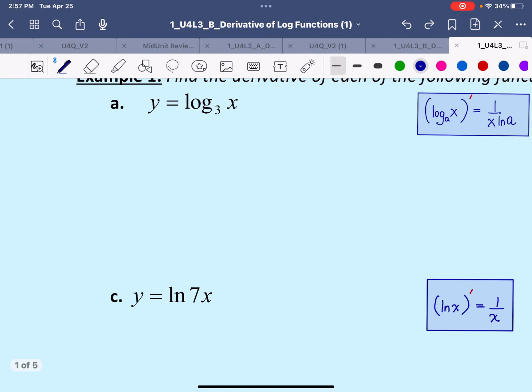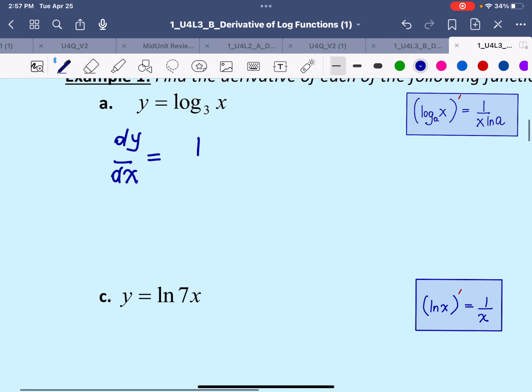We have log with base 3 of x, which means that the derivative dy dx equals 1 over x. That's what we have inside. And multiply this by the ln of base 3. So 1 over x ln 3 is the answer.